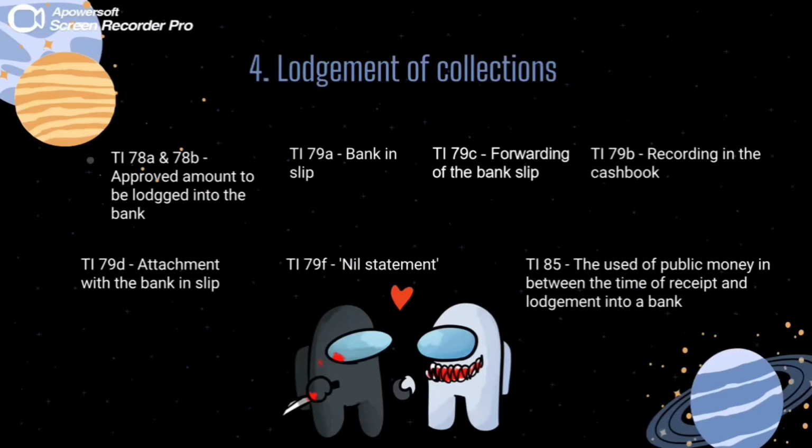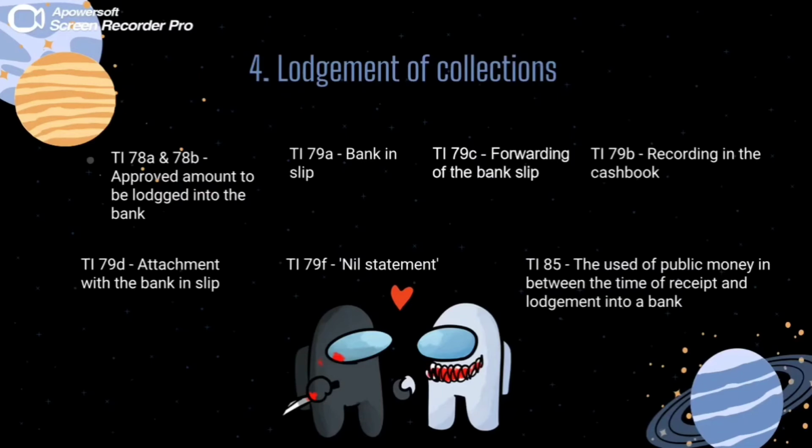TI 79B is about the total lodgement for the day, which will be recorded in the cash book on the day of the lodgement. And then TI 79D is about attachment with the banking slip, where every amount paid or banking slip forwarded to the treasury must be accompanied by the collector statement and acknowledged by an official receipt. However, in most circumstances, banking slip is forwarded to accounting office.